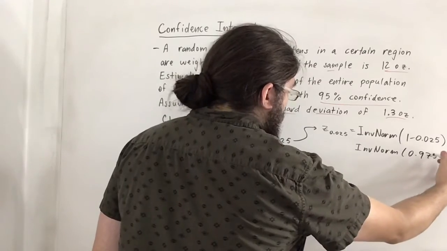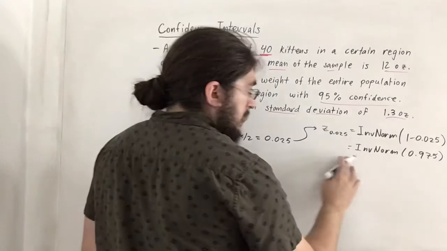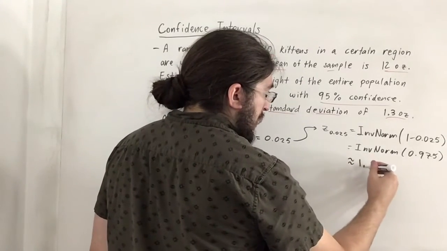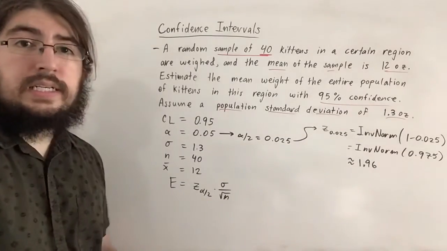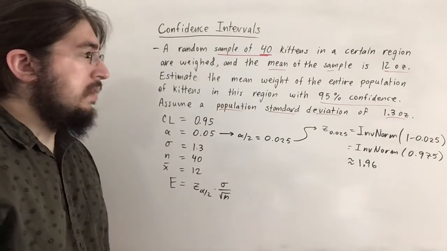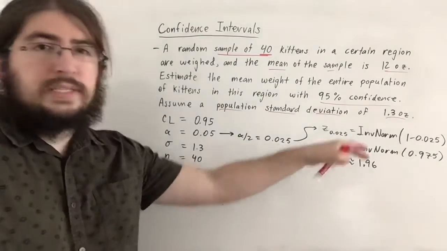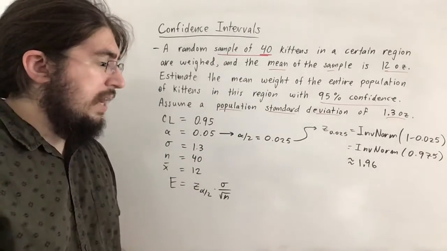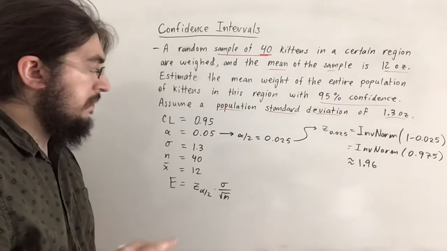1 minus 0.025 will be 0.975, I believe. You can use your calculator, and this will give you about 1.96. This is a pretty common number in statistics for the 95% confidence level, and it has to do with the two tails. If you type inverse norm of 0.975 in your calculator, you'll get about 1.96, rounding to two decimal places. Good.